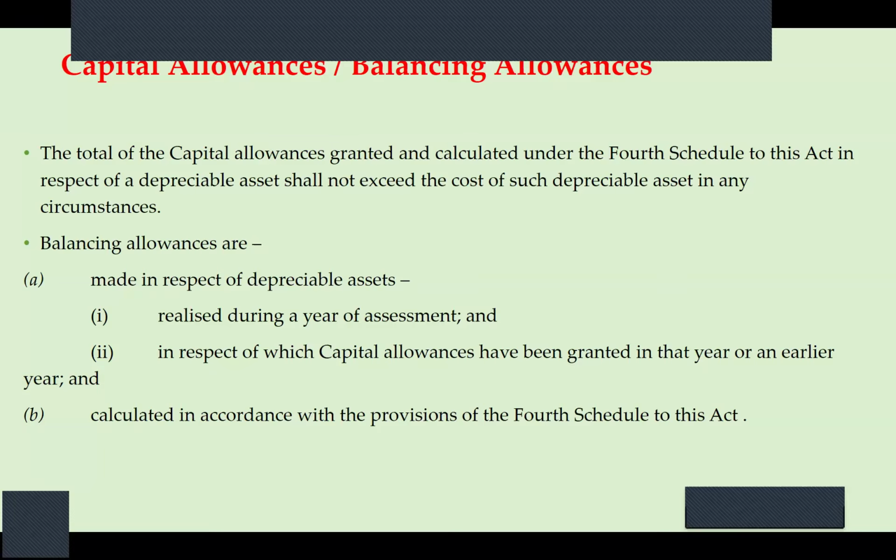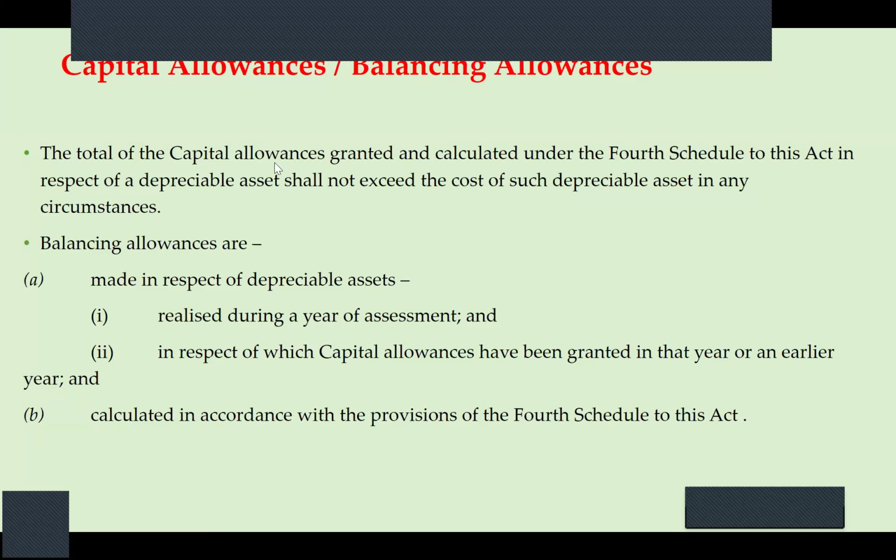The balancing allowance means the loss we are incurring from selling that depreciable asset. So after selling a depreciable asset, there may be a profit or a loss. If it is a profit, we call it assessable charge. If it is a loss, we call it balancing allowance. Since we are considering the deductions, only a loss can be deducted under section 16. If there is a profit, that profit should be added to the business income under section 6, subsection 2.